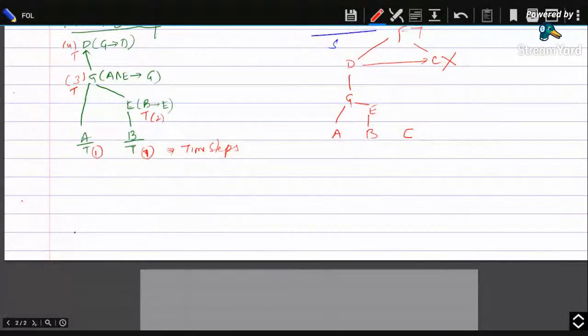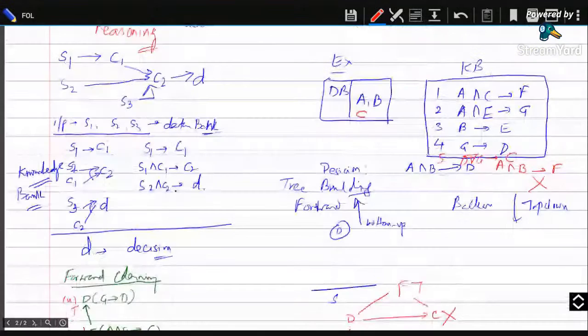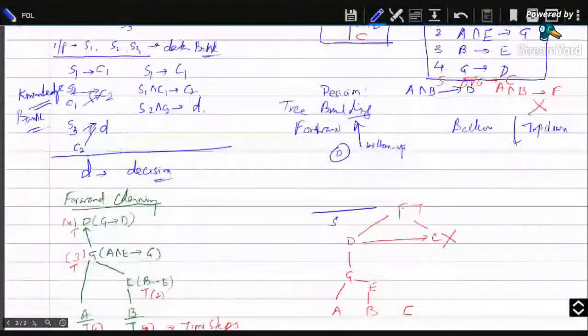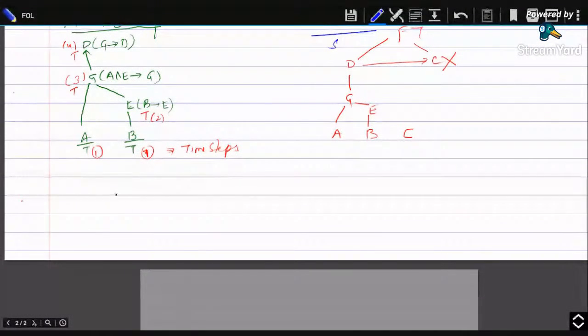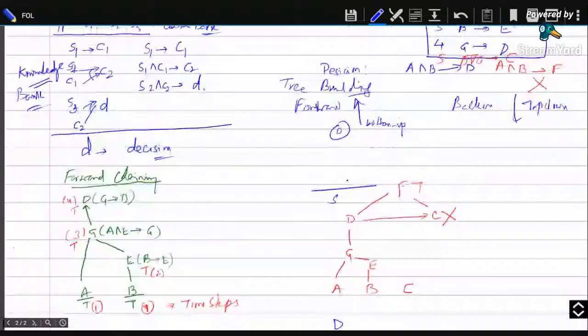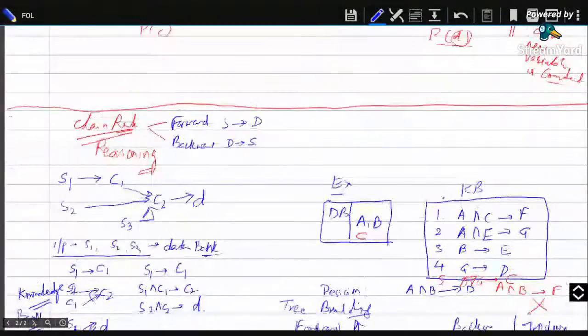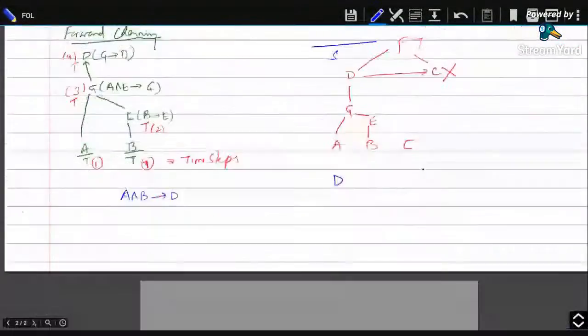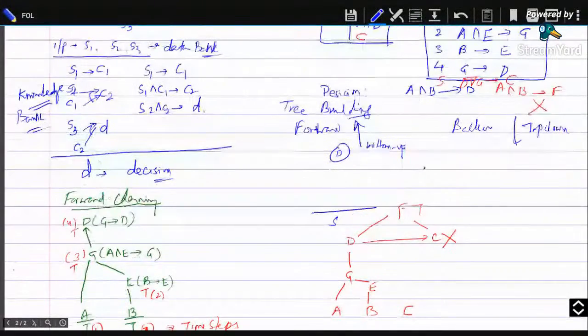The same thing you can work with backward chaining. And for backward chaining, you need to work from the top. What does the top say? A and B implies D. So that means you need D to be true. For D to be true, A should be true, B should be true. Done? Okay. So we want D to be true.